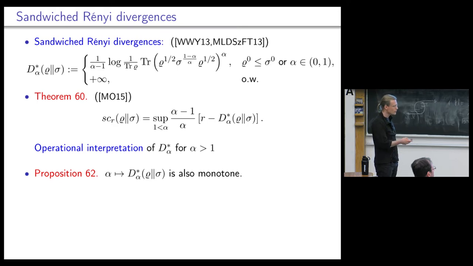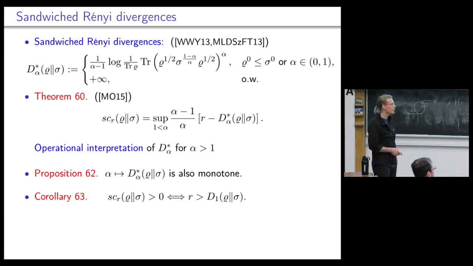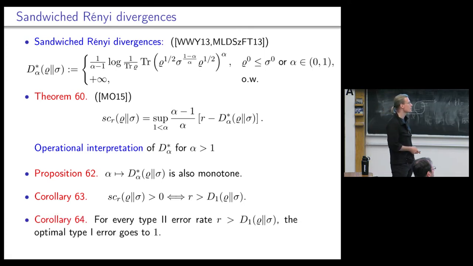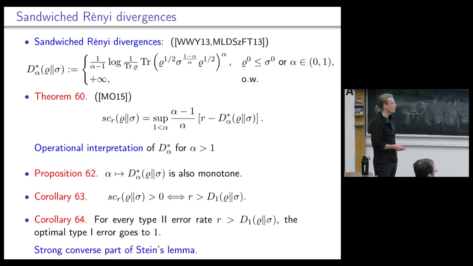These quantities are also monotone in alpha. This is a little bit less easy to see. And again, we are interested in this quantity when it is larger than zero, because that gives us an exponential decay. And this will happen if and only if the rate is larger than the relative entropy, due to these properties established in these exercises. So the corollary we get is that for every type 2 error rate which is larger than the relative entropy, the optimal type 1 error goes to 1. Okay, exponentially fast, and this is called the strong converse part of Stein's lemma.